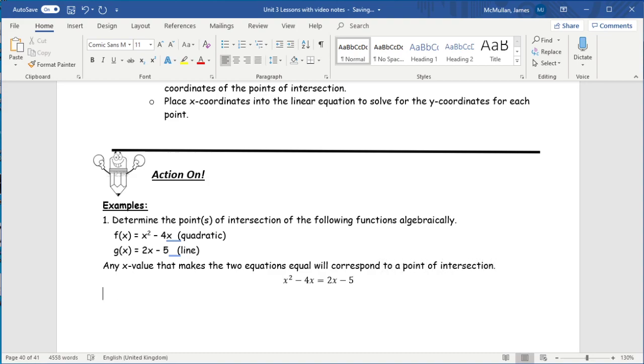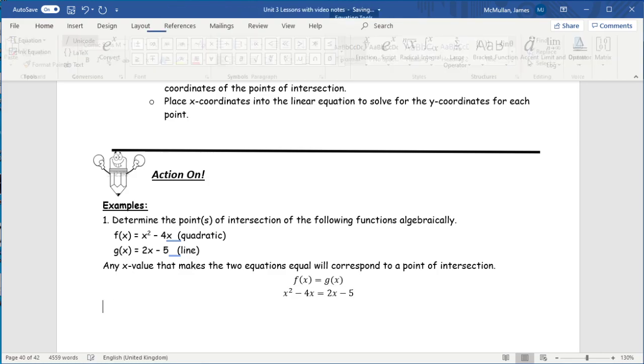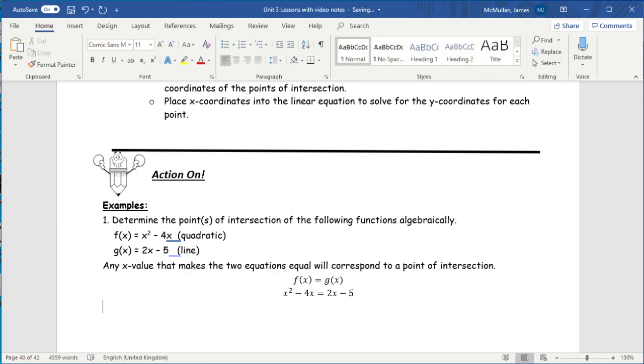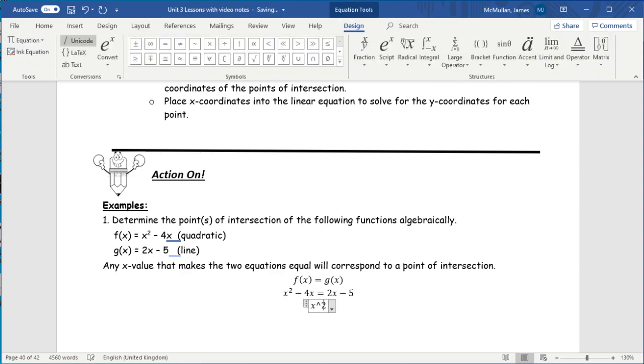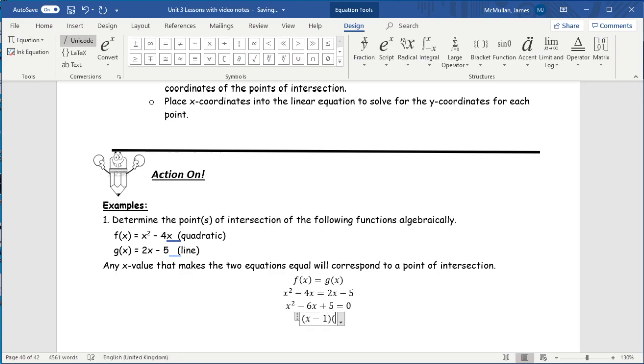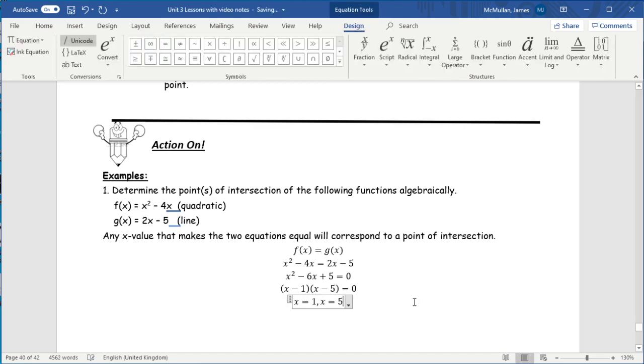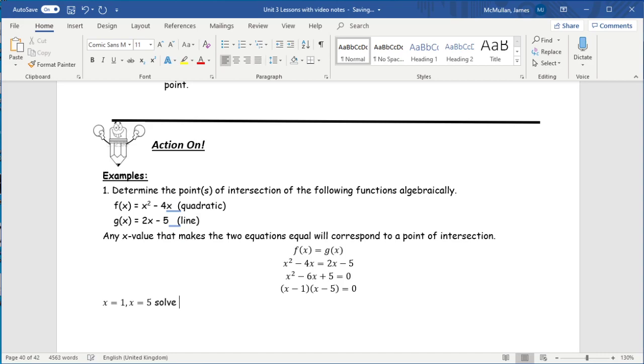Okay, so we set the two equations equal to each other. In other words, we did f of x equals g of x. Set them equal. And now, of course, to solve a quadratic, I can't just solve it like this. I need to bring everything to one side. I bring everything to one side, and now one side is 0, and I can try to factor it. I notice that x minus 1 and x minus 5 work in terms of factoring this, and so x equals 1 and x equals 5 should solve the equation.